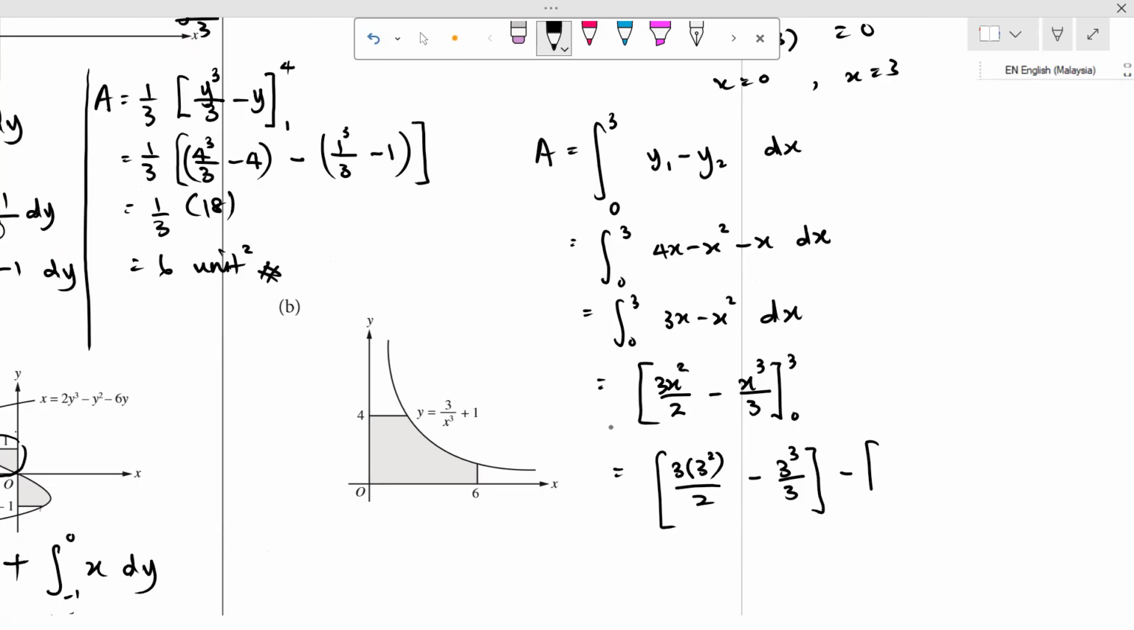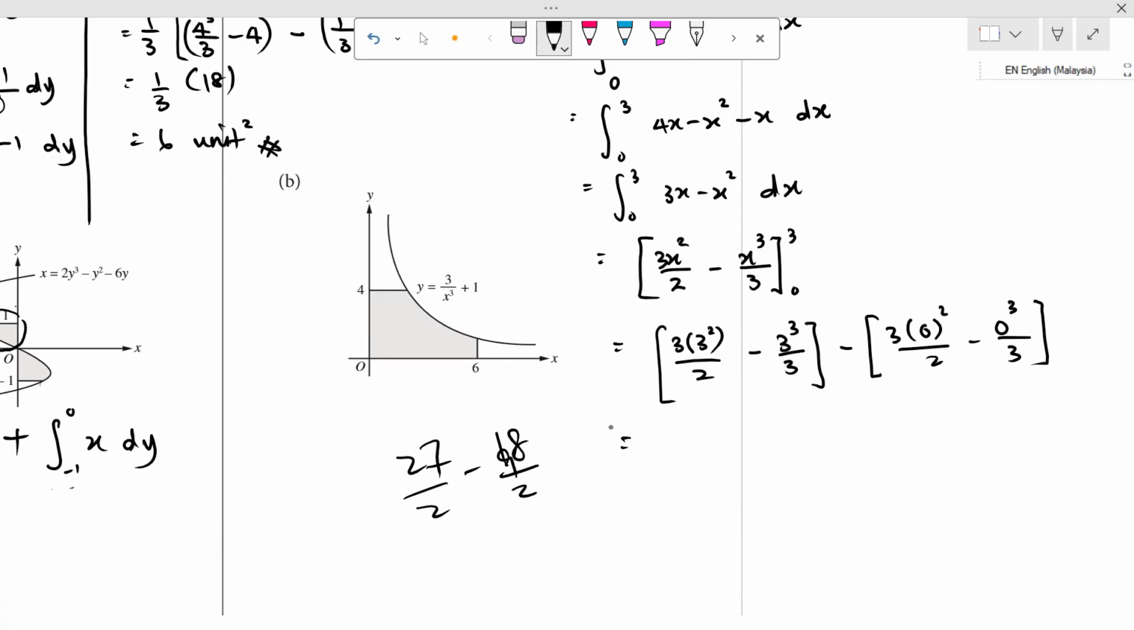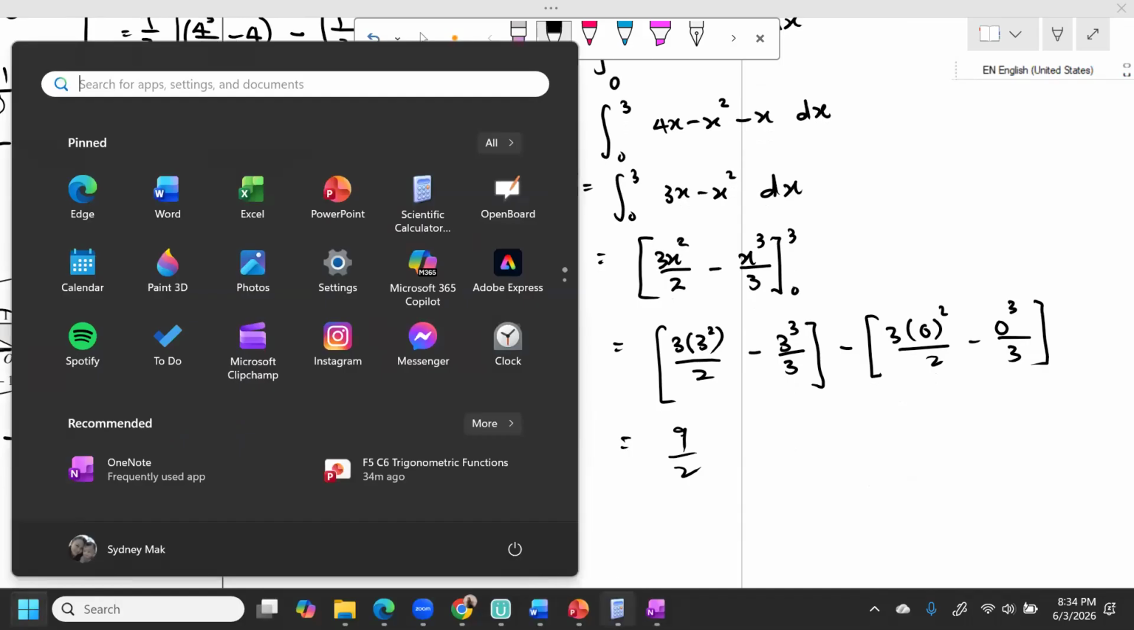Same function minus away with the lower boundary substitution. 0 squared over 2 minus 0 cubed over 3. 27 divided by 2 minus 9. Nine over 2. Otherwise, use calculator.